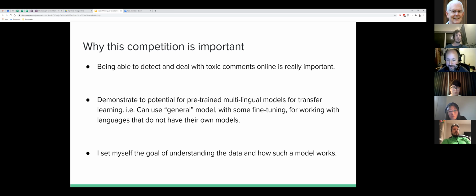I mean, you can imagine the sort of application where you might have a language which doesn't have a lot of linguistic resources to make its own model. So, for example, some sort of indigenous language, and if you're able to build a natural language processing model from English and Spanish and Chinese and other languages that have a lot of linguistic data, and then successfully use that for a language that doesn't have a lot of linguistic data, that's really cool. That'd be a really good outcome. So I set myself the goal of understanding the data in this competition, and also how such a model would work.